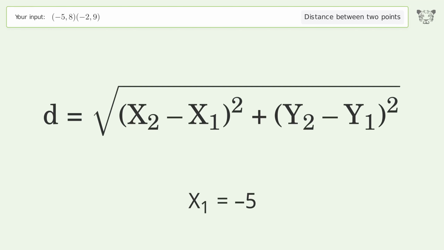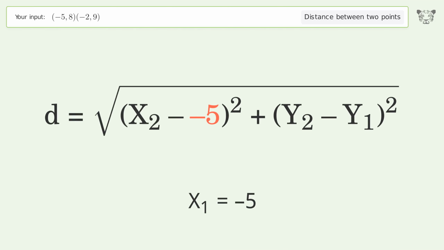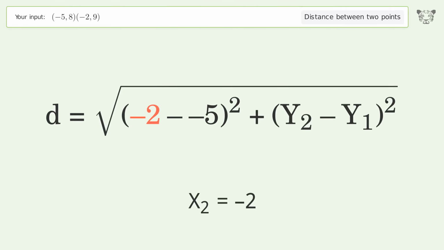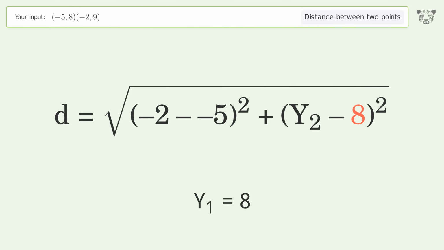x1 equals -5. x2 equals -2. y1 equals 8. y2 equals 9.